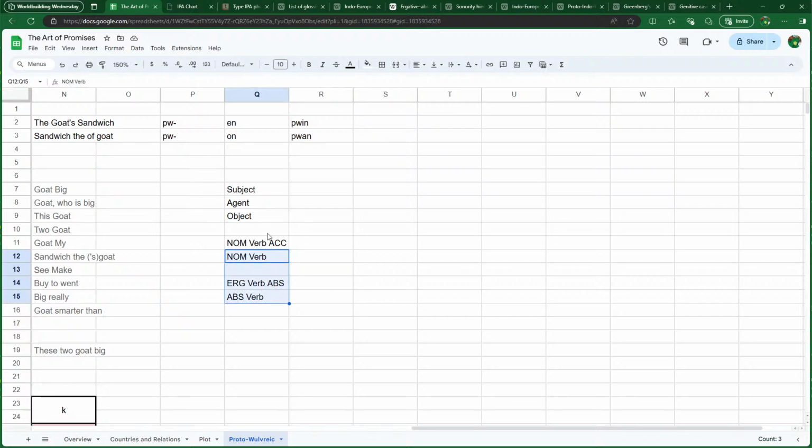So this is basically what we're working with here. Our language has this one, Proto-Wolfreg, which the name is subject to change. I'm going to rename this Proto-Wolfreg. So that means one of our cases has to be ergative. Another case has to be absolutive.